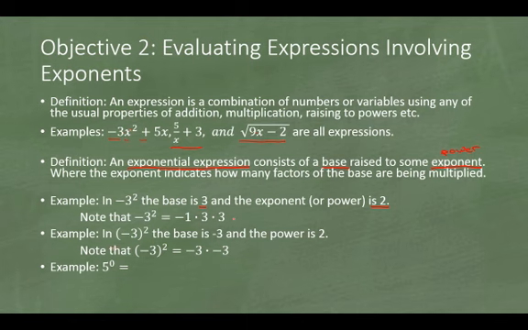If we write negative 3 in parentheses and square that, then now that tells us that the base, the thing that's being squared, is the negative 3. So the base is negative 3, and the power is still 2. And by definition, that means negative 3 times negative 3, 2 times.